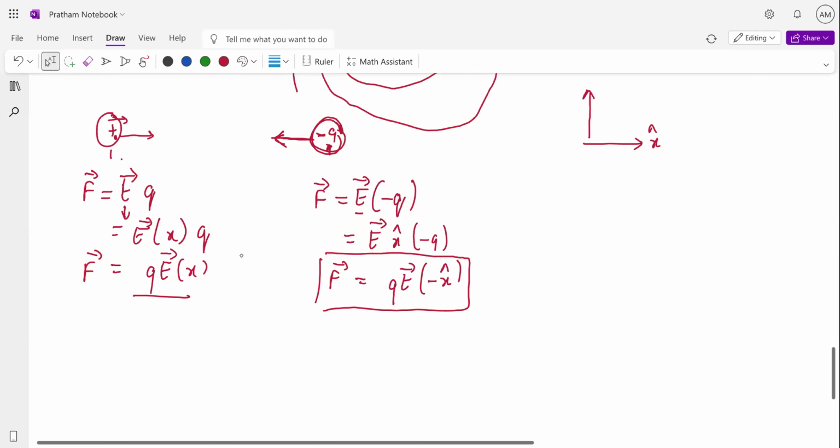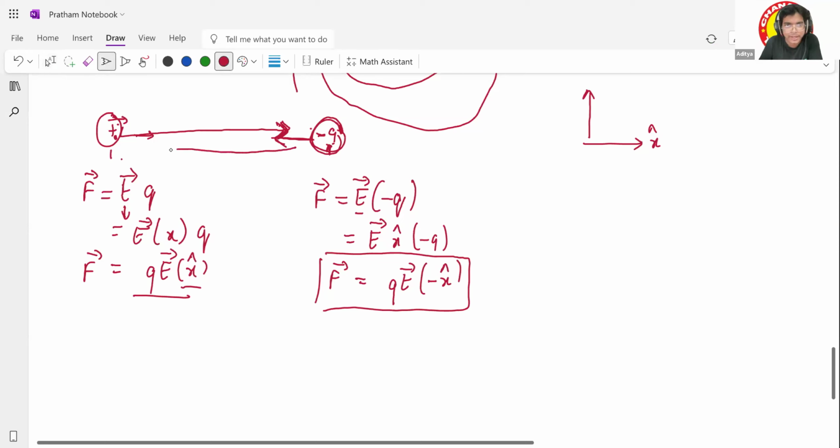Now you understand why we say that opposite charges attract. How? Look, this charge is applying force on this one towards himself, in this direction, and this direction is nothing but x negative, and this direction is nothing but x. Understood now? Understood. Clarified? Okay. So this is one thing.